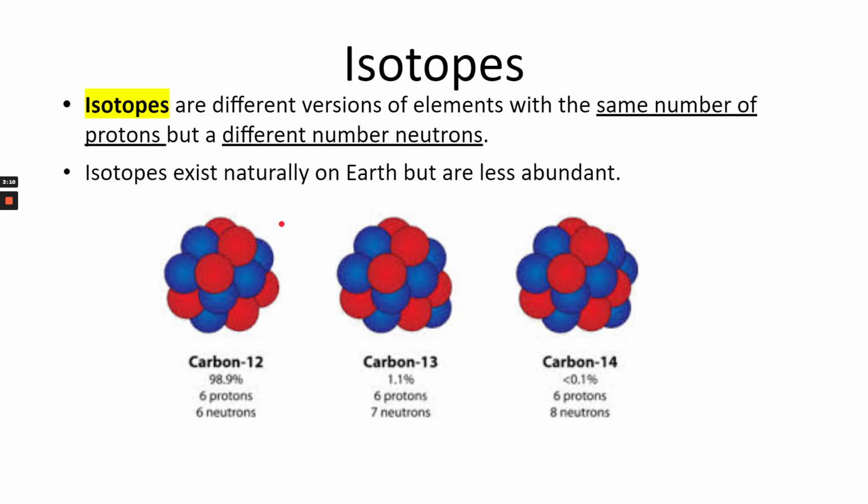And isotopes are naturally existing, but tend to be less abundant. If you look at the percentages here, 98.9% of carbon found on the Earth's surface is carbon 12, carbon 13 is 1.1%, and then less than 1% of carbon is carbon 14.